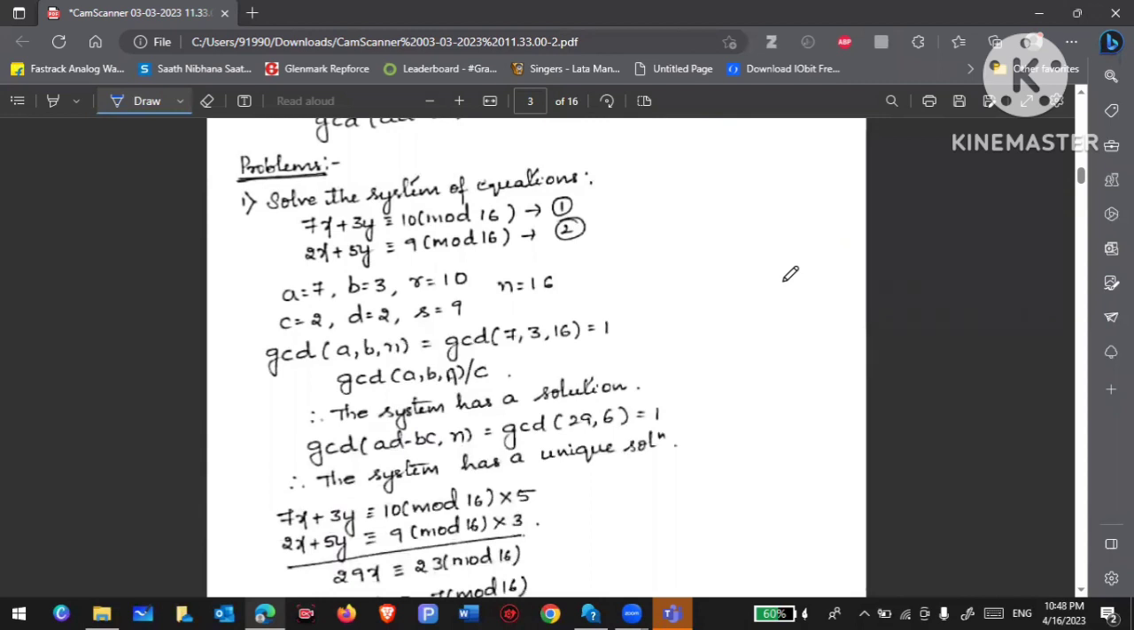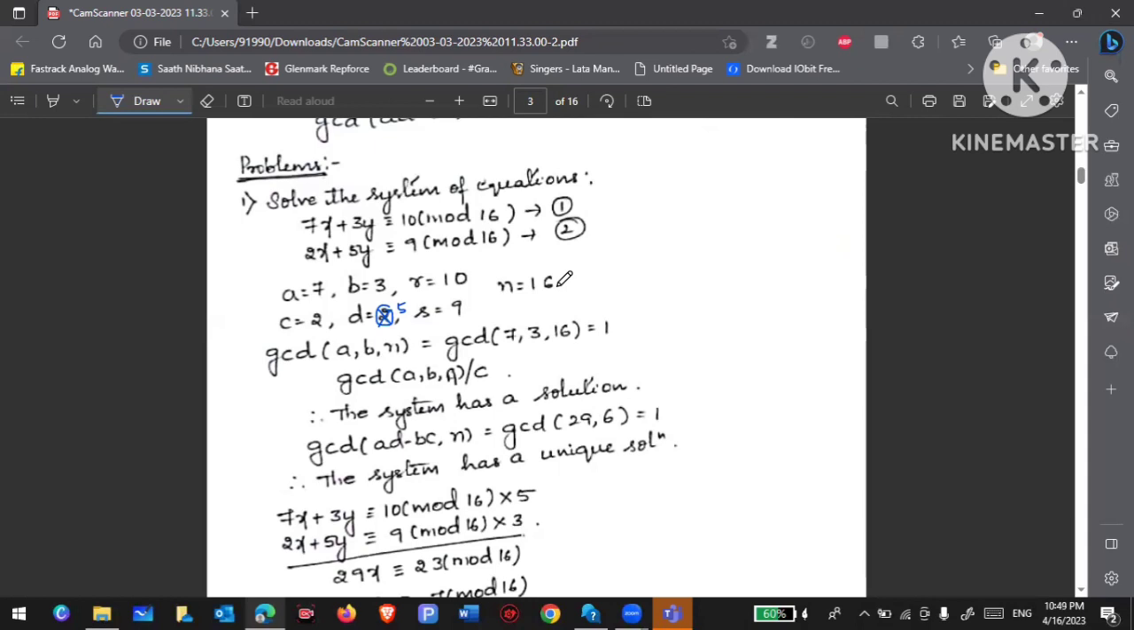The first problem: solve the system of equations. They have given two equations. The first equation is 7x plus 3y congruent to 10 mod 16. The second equation is 2x plus 5y congruent to 9 mod 16. As I said, we will write the values of a, b, c, d. a is equal to 7, b is equal to 3, c is equal to 2, d is equal to 5. Then r value we have as 10, s value as 9, n value is 16.